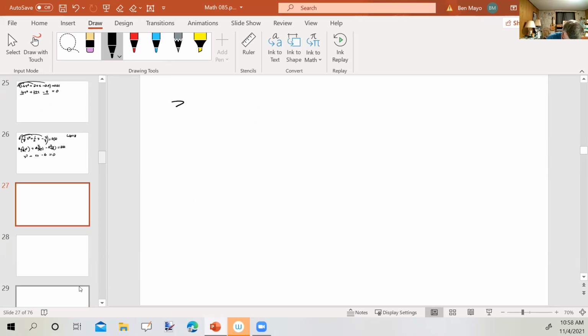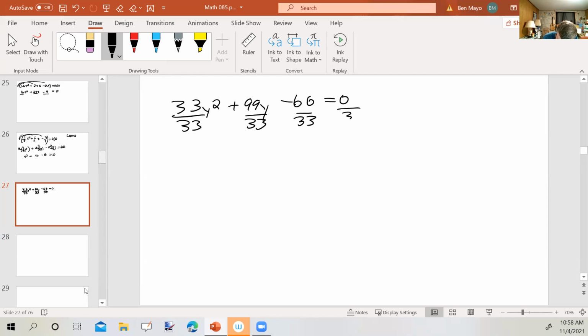Lastly, what if we have something like this? 33y squared plus 99y minus 66 equals 0. What if all the terms share a common factor, in this case 33? We could divide each term on both sides of the equation by that in order to reduce the coefficients down. So y squared plus 3y minus 2. Now a is 1, b is 3, and c is -2. And we can plug that into the quadratic formula.